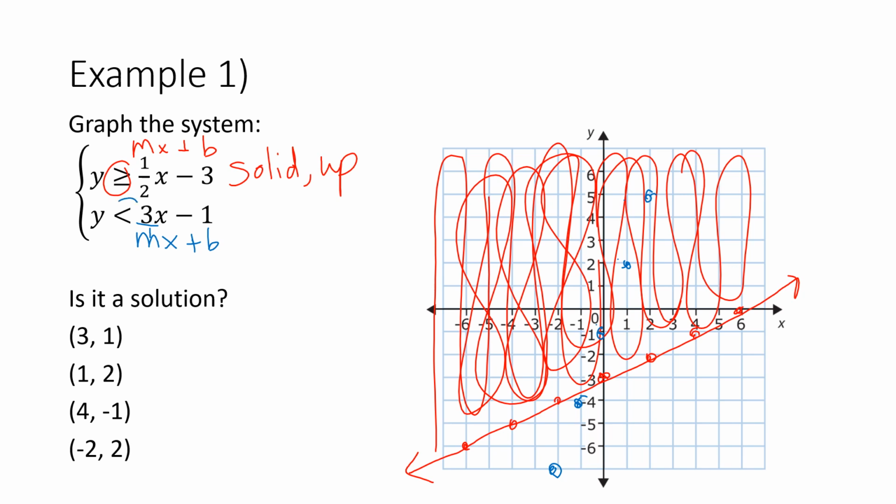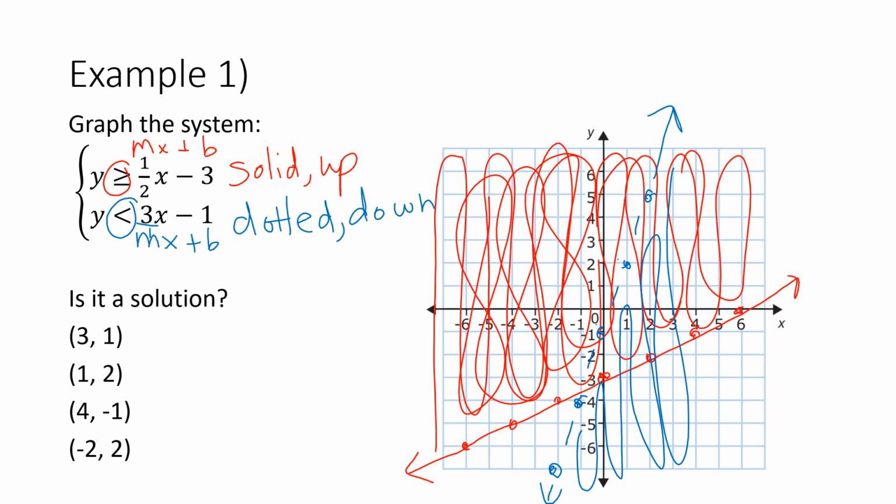Now this symbol is just a less than sign, so we only want to include the points underneath the line. So we're going to use a dotted line this time, and we're going to shade it down. So dotted, or maybe a dashed line, and we're going to shade everything underneath the line. So from here down.